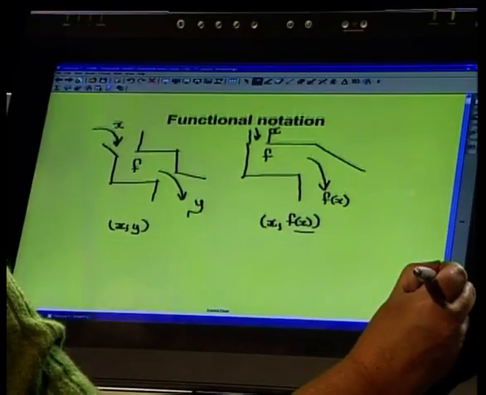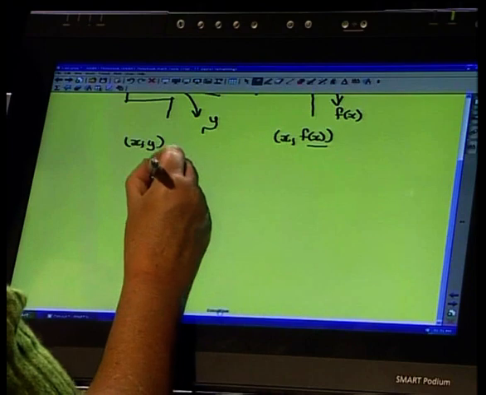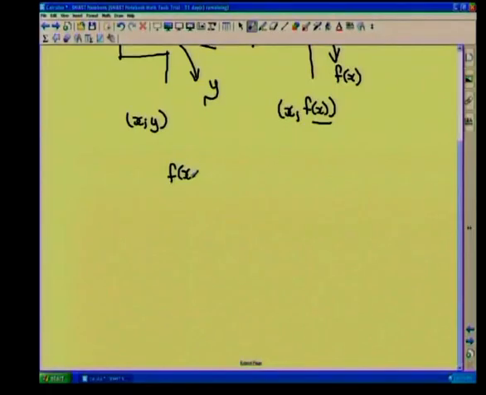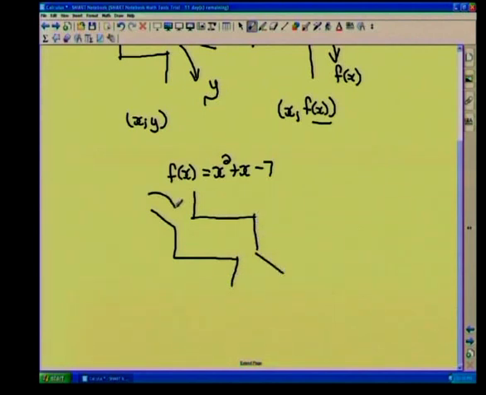So what does that mean? Let's have a look at a little bit of an example here. Say, for example, f of x equals x squared plus x minus 7. Well, what am I saying to you? I'm saying let's have our little function machine going over here. Let's plonk an x in here. When it goes in, it'll be squared, added to itself, and then subtract 7, and out will pop my f of x or my y.